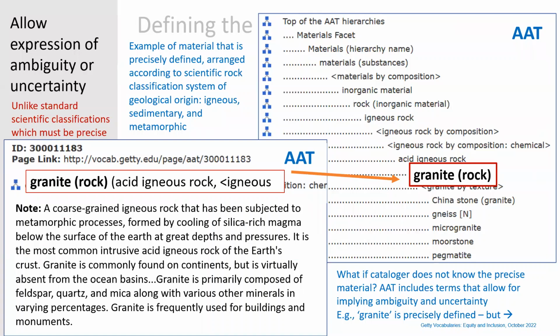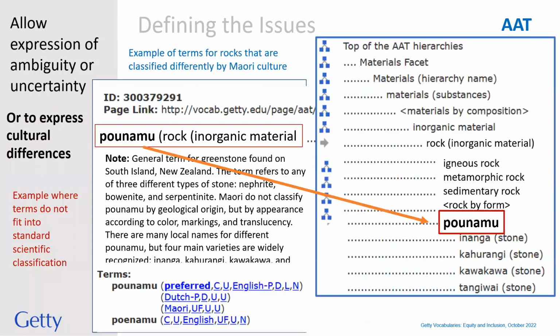Here's a way we need to allow the expression of ambiguity or uncertainty, and the vocabularies are well set up for that. So unlike standard scientific classifications, which must be precise, the Getty vocabularies realize that sometimes the cataloger doesn't know the precise, for example, a material in this case. So the AAT includes terms that allow for the implying of ambiguity and uncertainty. So here's an example, granite, which in a scientific classification would be categorized by geological origin: igneous, sedimentary, and metamorphic. And indeed, in the AAT, this appears as an igneous rock. But other terms appear in the AAT in the same hierarchy.